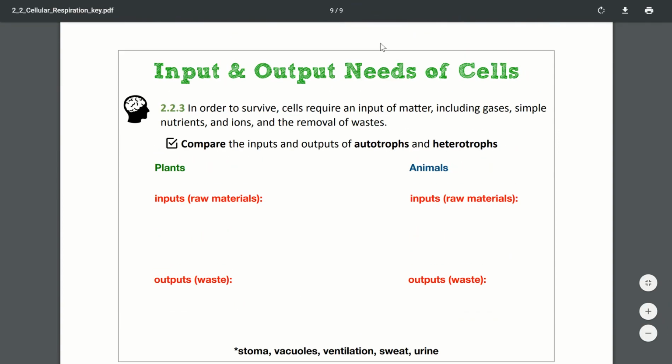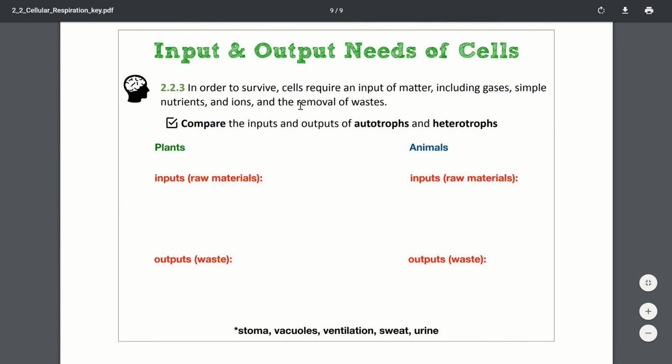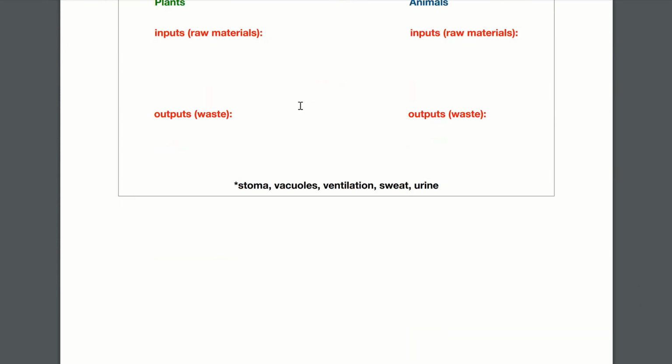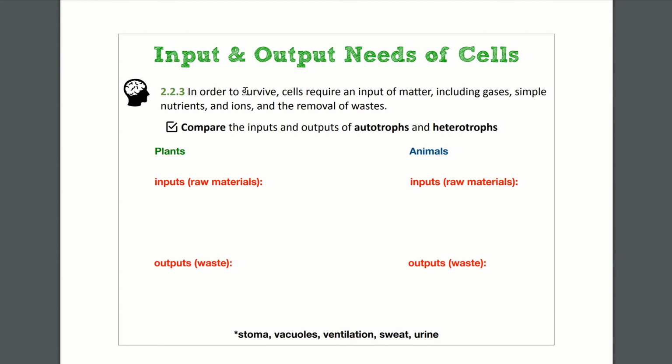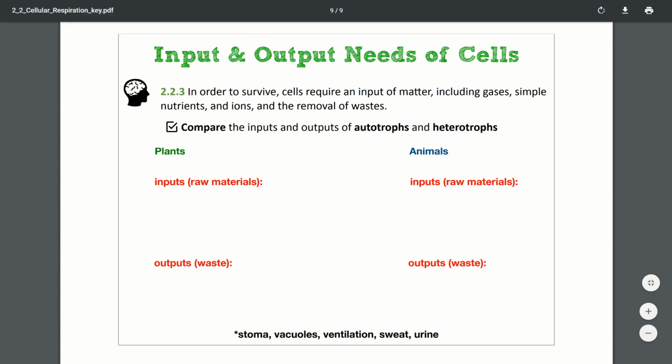Input and output needs of cells. Okay. So in order to survive, cells require an input of matter, including gases, simple nutrients, and ions, and the removal of wastes. Well, not going to cover that right now, maybe in the next video, but for now, that's all. All right.